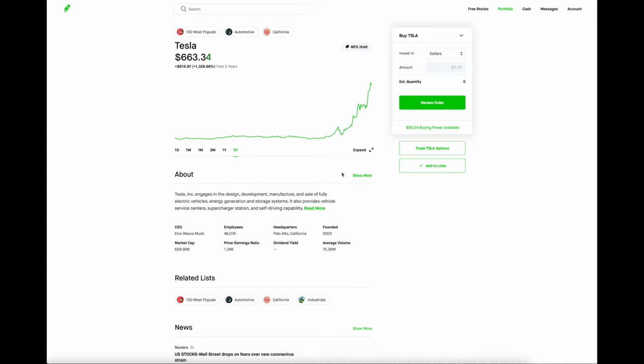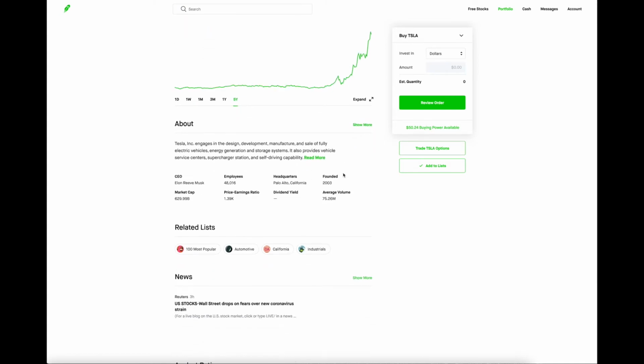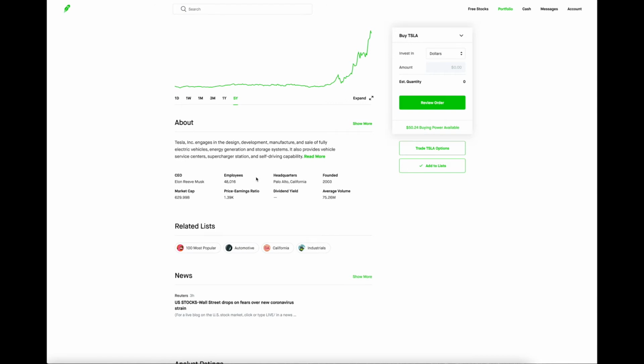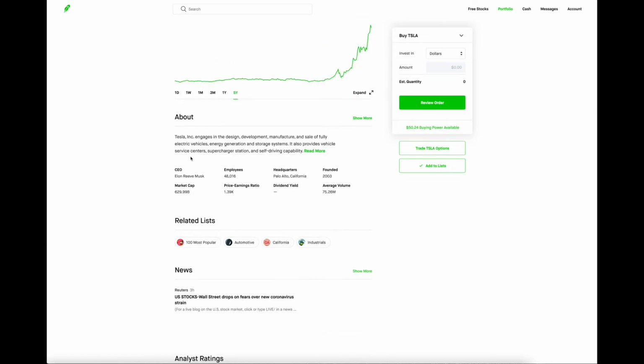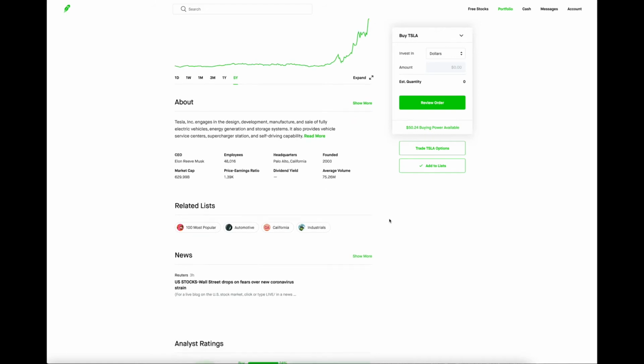But scrolling below, you get a little bit of more information about the company. You'll get some about information. You'll get employee information, the PE ratio information, the year it was founded, average volume. If it is a dividend stock, you'll see a dividend yield here. You'll get the market cap here, and the market cap is calculated, guys, by however many shares they have outstanding, which you can get through the SEC filings, multiplied by their current price. That's usually how you determine the market cap on a particular stock.